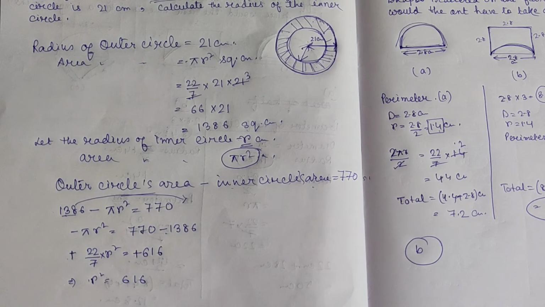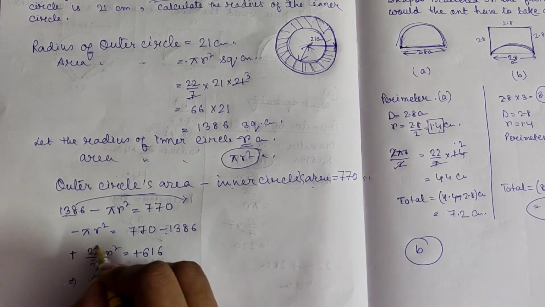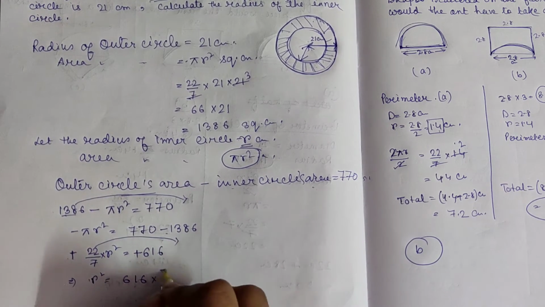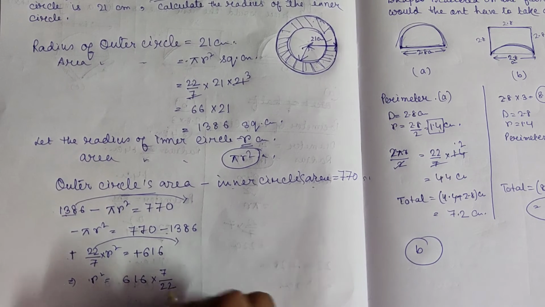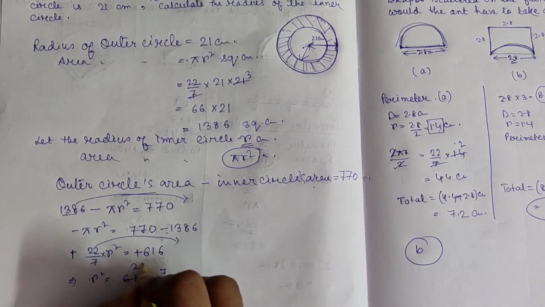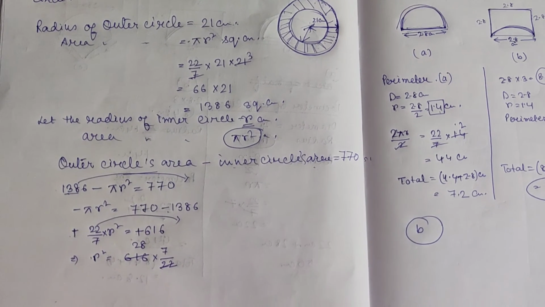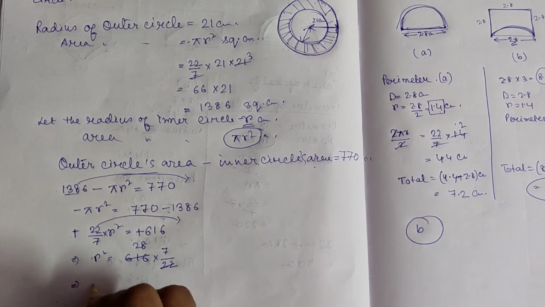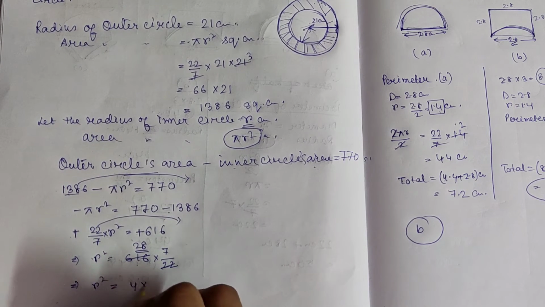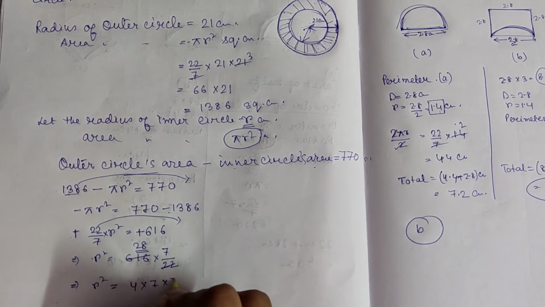This is here as multiplication. When the number goes from the left to the right, 22 by 7 will change into 7 by 22. Now we have to do the cancellation. 616 divided by 22, if I do, it will come 28. You have to do this very wisely. See, r square equal to 28 means how much? 4 into 7, and this is another 7.